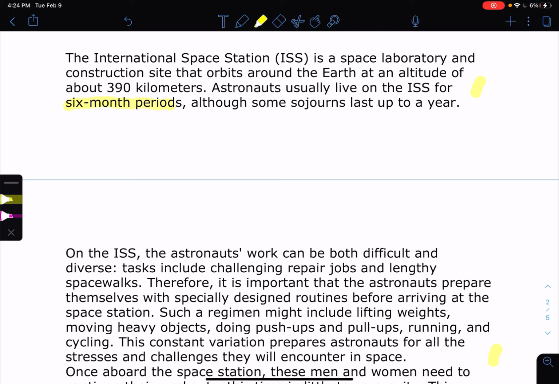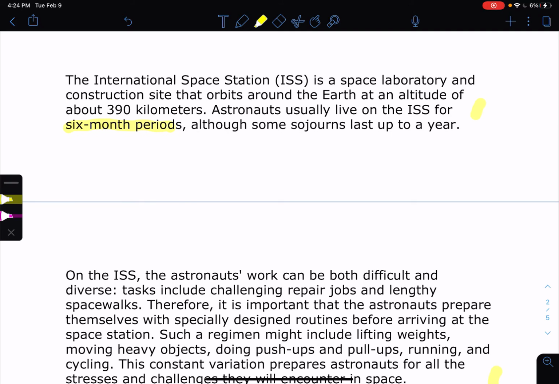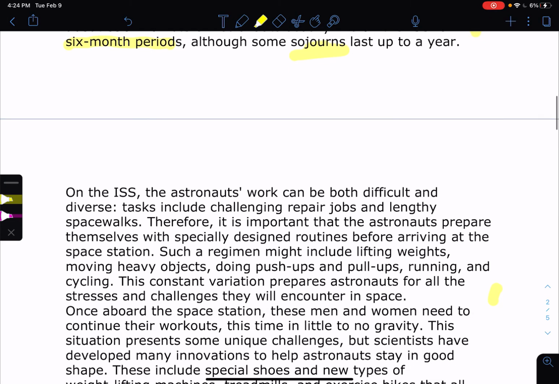Although some sojourners last up to a year. So a sojourner in this case, if I ask you what this will mean, it will mean like a trip, right? It says astronauts usually live on the ISS for 6 months. So they're talking about living there, like the journey. So although some sojourners, so this would be like the trip. It can last up to a year.